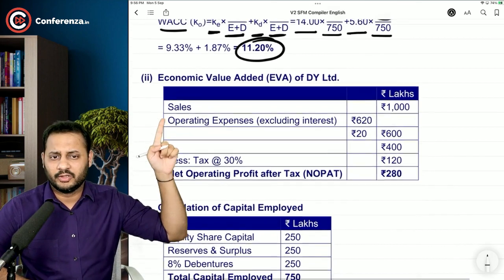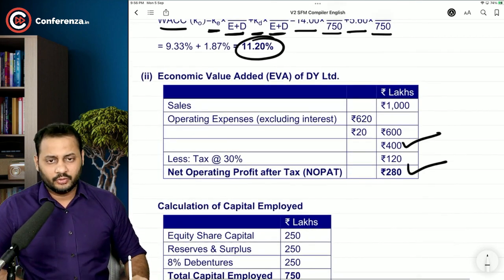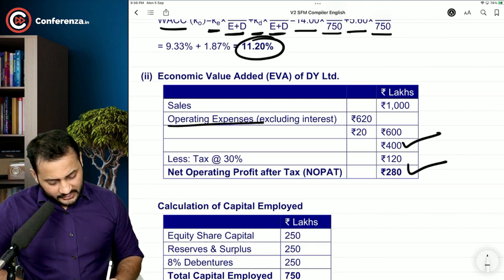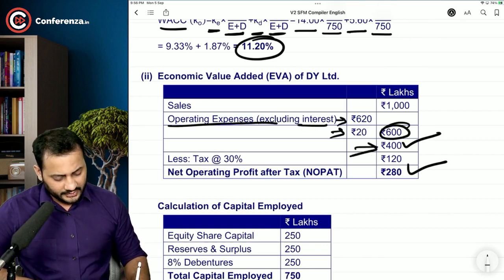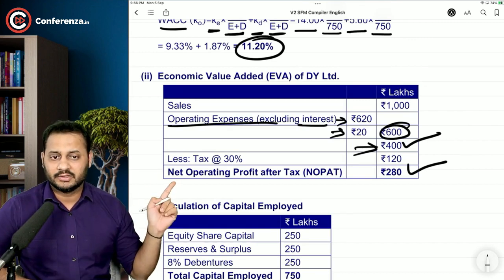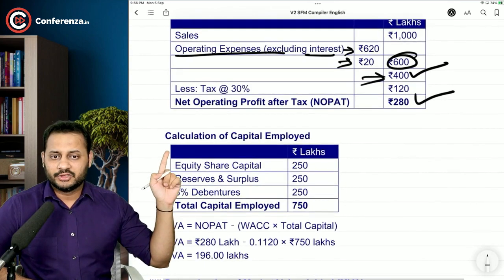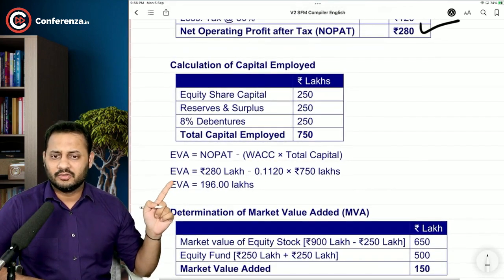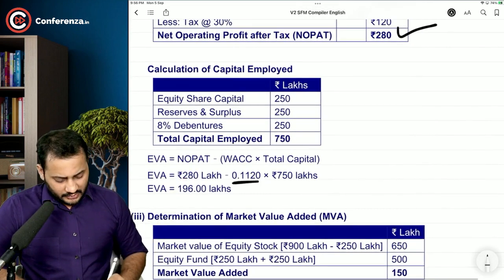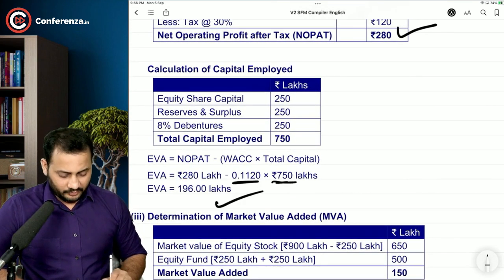Now coming over to the economic value added. I told you it is 400 to 280. See, operating expenses excluding interest. So 620 minus 20 is 600, the total operating expenses. Profit is 400 EBIT and after tax is this 280. Now calculation of the capital employed, 750. Now the question is very easy. EVA, now PAT, 280 that we have calculated. 1120 and 750. Now PAT is very easy.